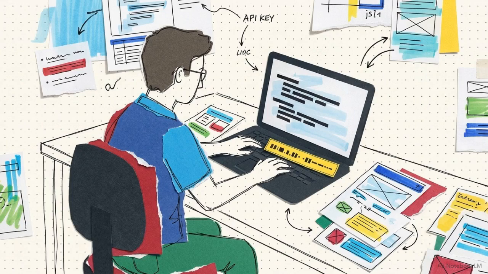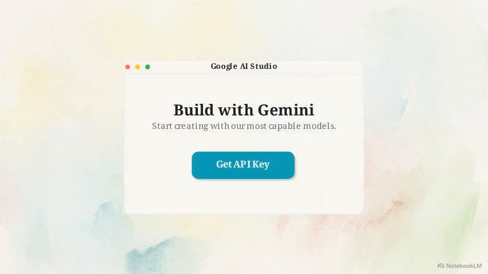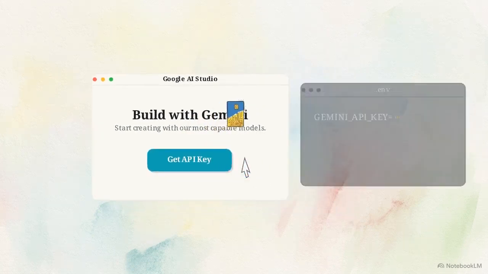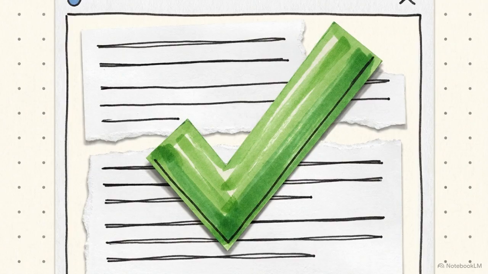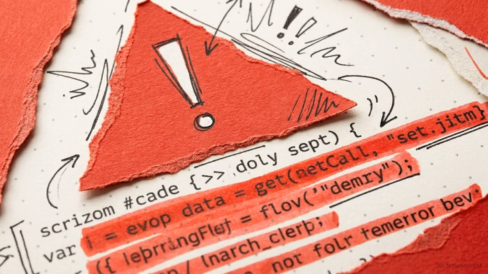We live in the era of vibe coding. You have an idea for an app, you open Google AI Studio, click Get API Key, drop that string into your environment variables, and you're generating content in under 2 minutes. There is zero friction and no complex permissions to configure. But that speed is exactly the problem.